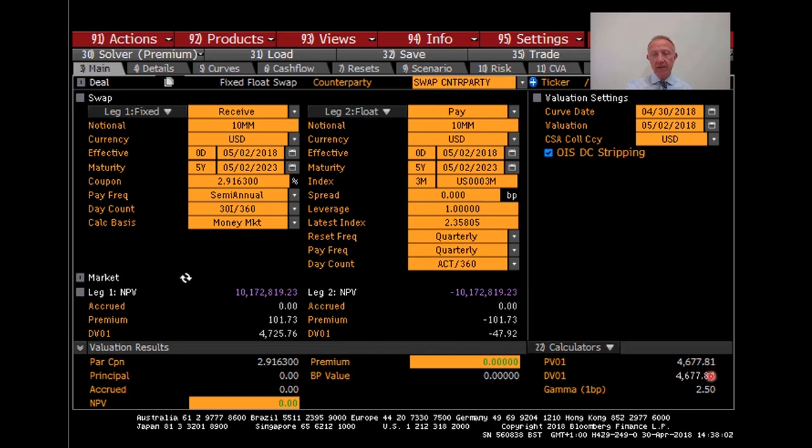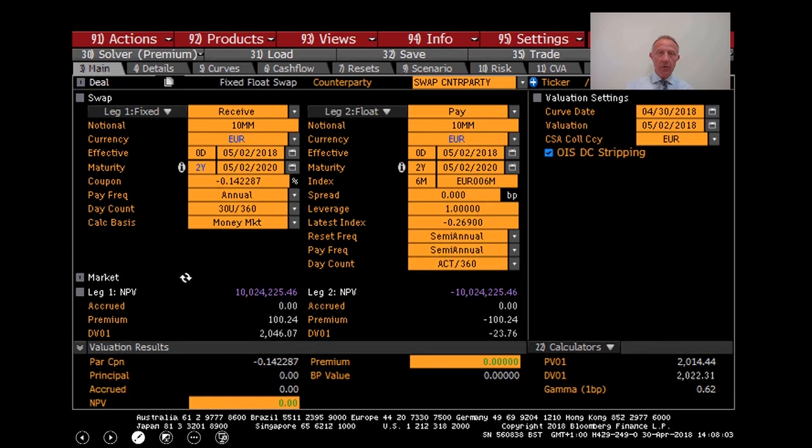There's a slight difference between those two. It's a very technical difference. It's exciting for me as a mathematician, but not exciting for anybody that's a practitioner. The difference is 2.5 cents on a $10 million swap. All right, so there's a real US dollar swap. Now we're going to have a look at one for the euro.